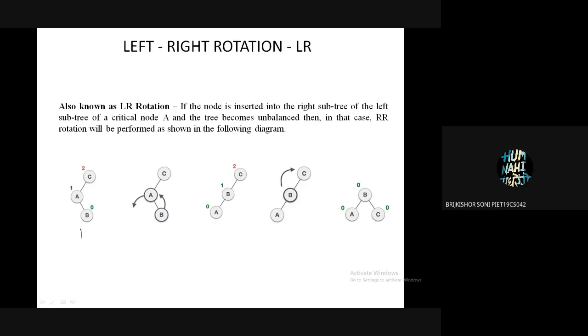Right sir. B is a right subtree of A which is a left subtree of C, critical node. So because of B the tree is becoming unbalanced and the position of B is in the right subtree of the left subtree of the critical node. That's why I need to perform LR rotation.